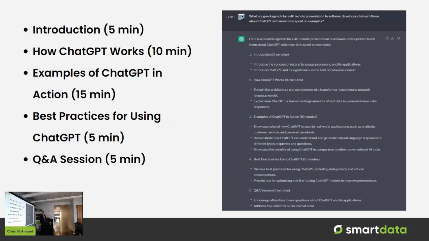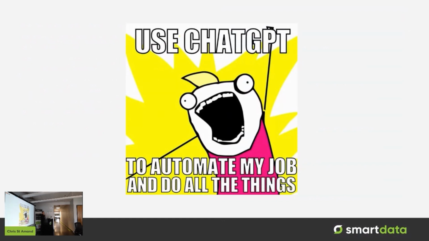One example it said was you should introduce the concept of natural language processing in its applications. I thought, wow, isn't that amazing? Let's spend the next 45 minutes talking about the technical details of natural language processing. That sounds a little too technical for me. This is what I really want to know about ChatGPT. How can I get it to just do everything for me?